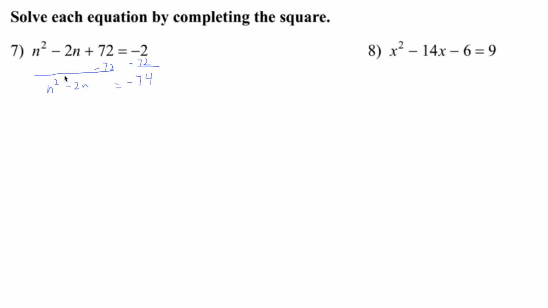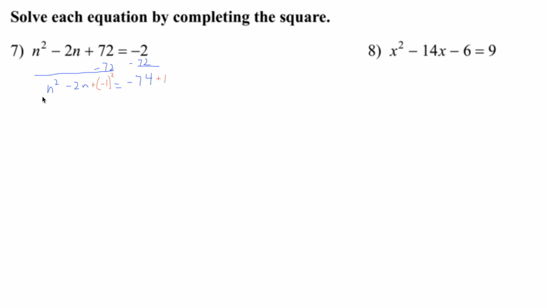Notice I left a little gap here because what we're going to do now is complete the square. We take half of negative 2. We don't use the n. We take half of negative 2, which is negative 1. And we square and add it to both sides. So over here I put it in this form, but then over on the right side I'll go ahead and think negative 1 squared is 1. So I'll add 1 over here.